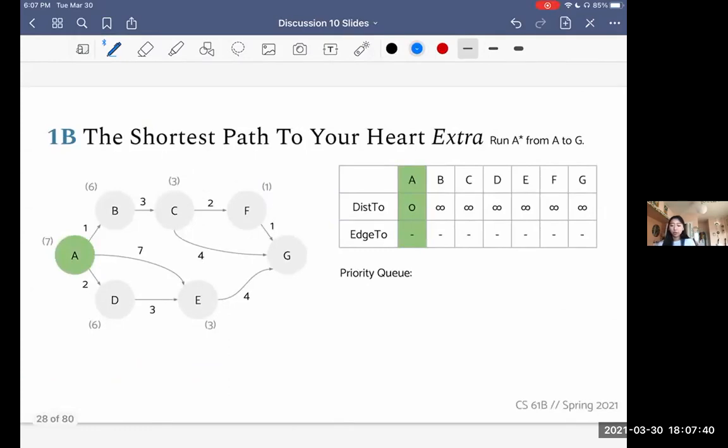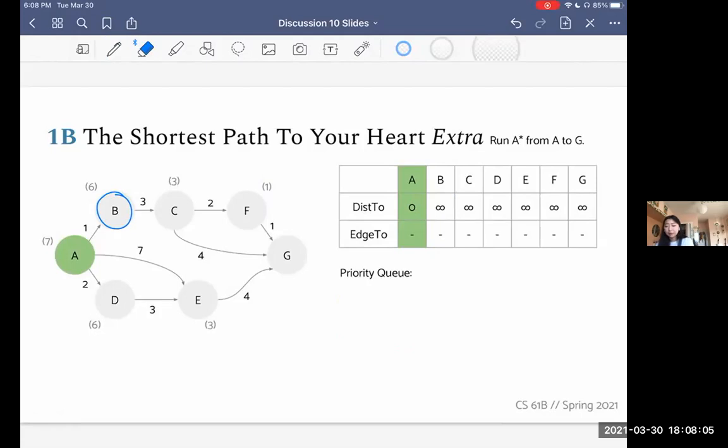We pop A off the queue, and we've now confirmed the distance to A is 0, and there's no edge to because that's our starting point. We're going to look at all the children. First we're going to look at B. When we add B, we're going to have to add it to the queue as well as update our distance twos and edge twos. So take a moment and think about what those might be.